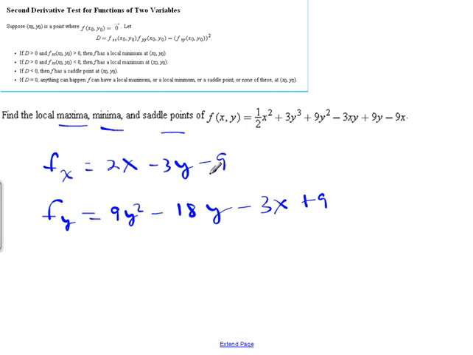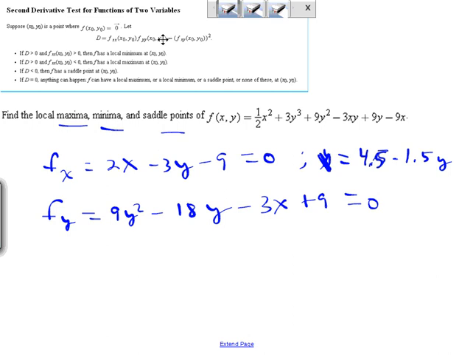For these to be true, or sorry, for us to have a local max or min, my partial derivatives need to equal 0. Or in other words, looking at the top one, x must equal 4.5 minus 1.5y.